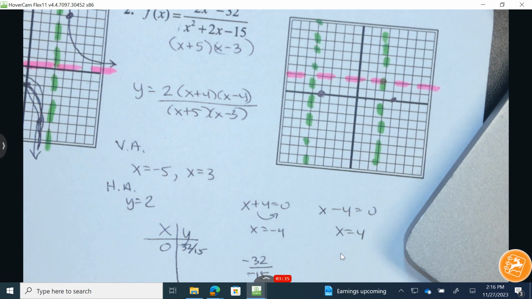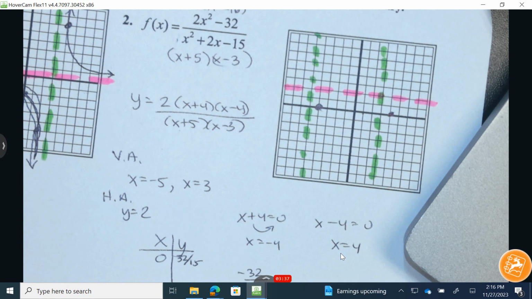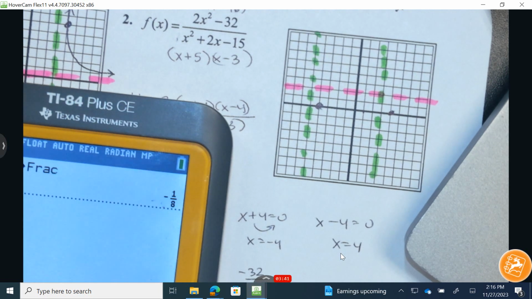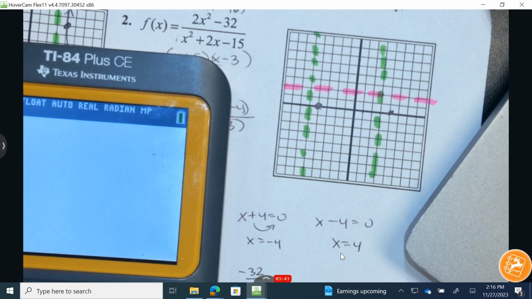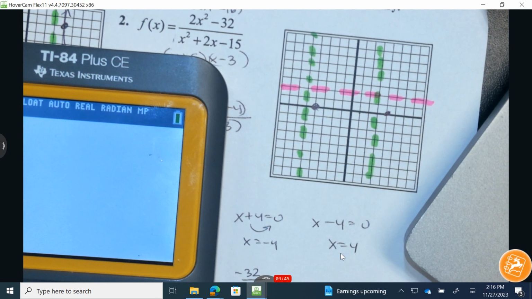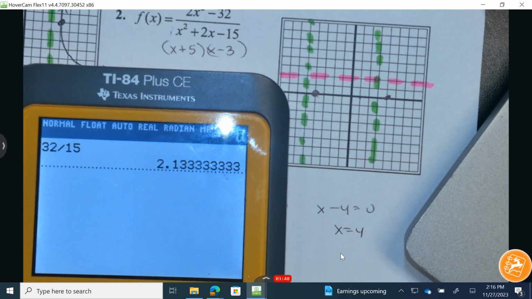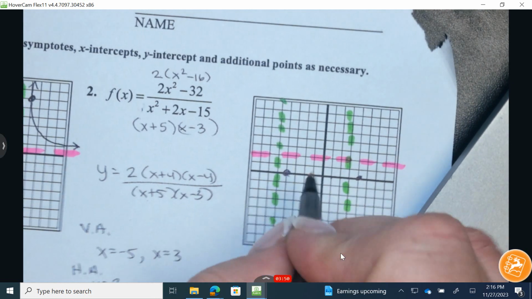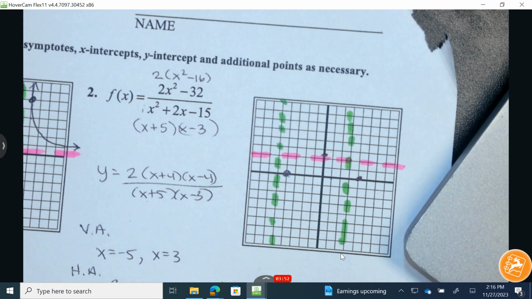And so we could write that down as a fraction, right? I know that 30 divided by 15 is going to give me 2, so it's going to be somewhere just a little greater than 2. So 32 divided by 15 is just a little over 2. So my y-intercept is just a little bit above 2.